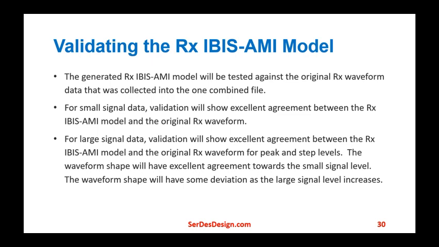Validating the receive IBIS-AMI model. The generated receiver IBIS-AMI model will be tested against the original receiver waveform data that was collected into the one combined file. For small signal data, the validation will show excellent agreement between the receiver IBIS-AMI model output and the original receiver Rx waveforms. For large signal data, the validation will show excellent agreement between the receive IBIS-AMI model output and the original receive waveform for peak and step levels.